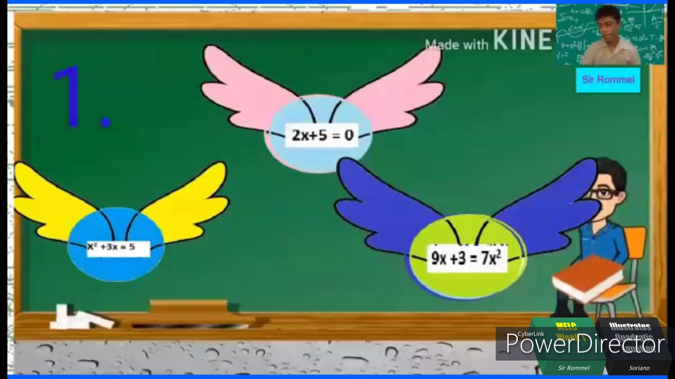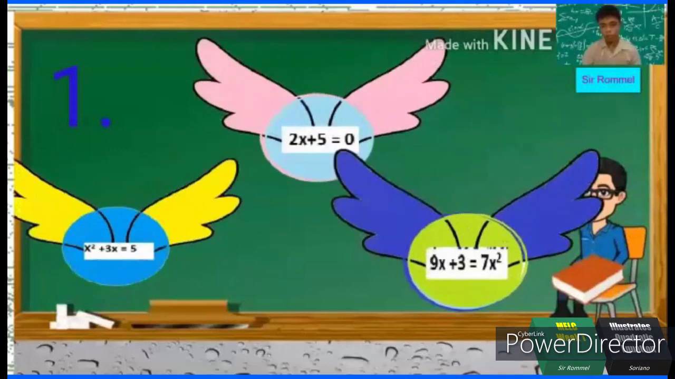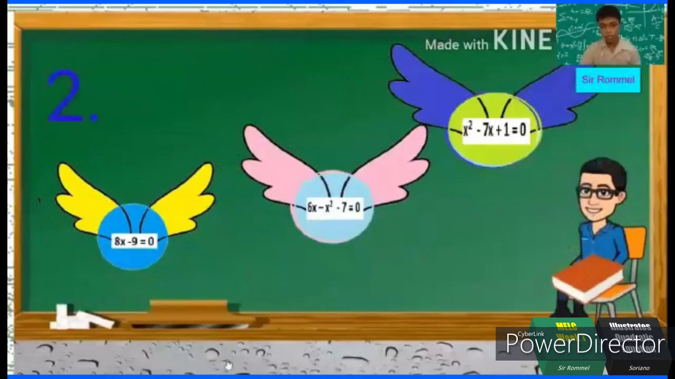Okay, tingnan natin. So the correct answer is 2x plus 5 is equal to 0. Okay, yung mga nakakuha, congratulations. For number 2, which is not belong to the group.